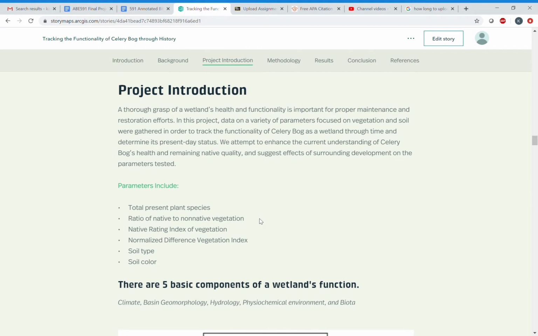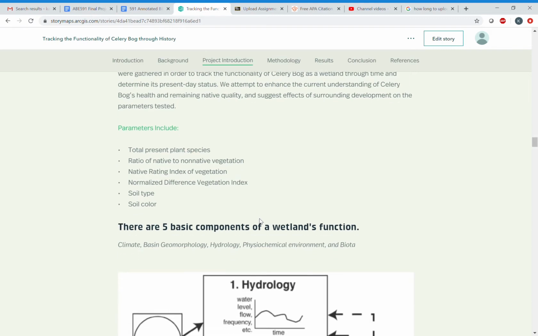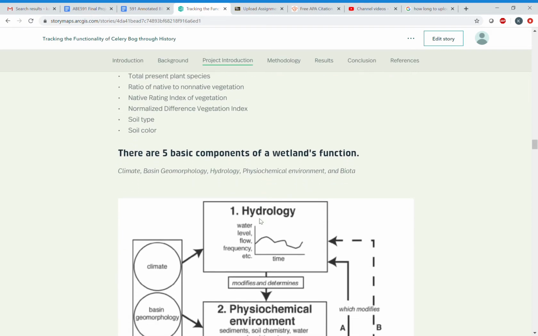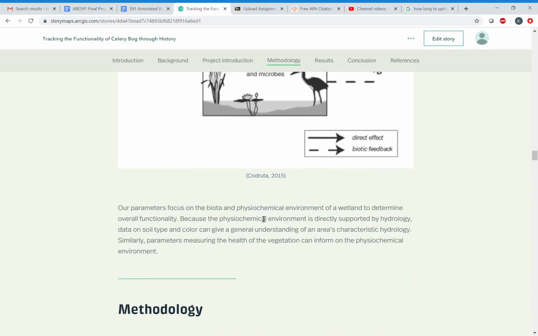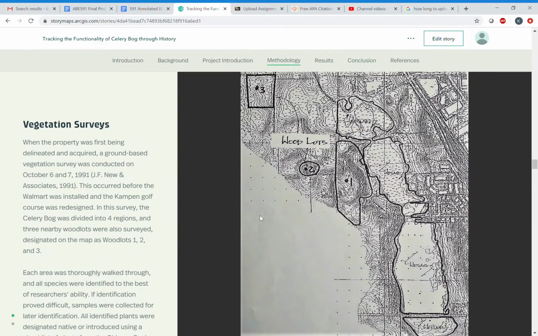In our project, the parameters that we measured were total present plant species in the 1990s with vegetation surveys. We also looked at the ratio of native to non-native vegetation, some random vegetation indexes, both ground-based and aerial imagery, and then some soil type and soil color surveys. We talk about how this fits into the functionality of a wetland and then go into methodology.